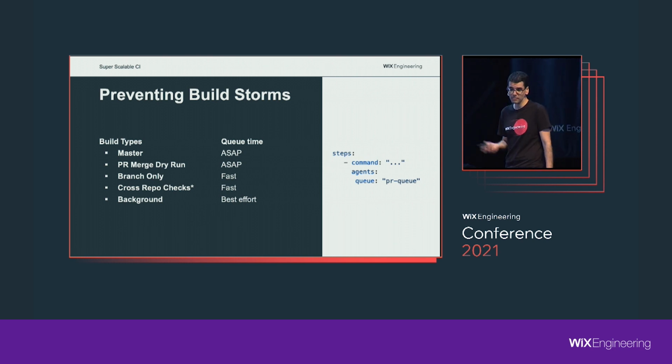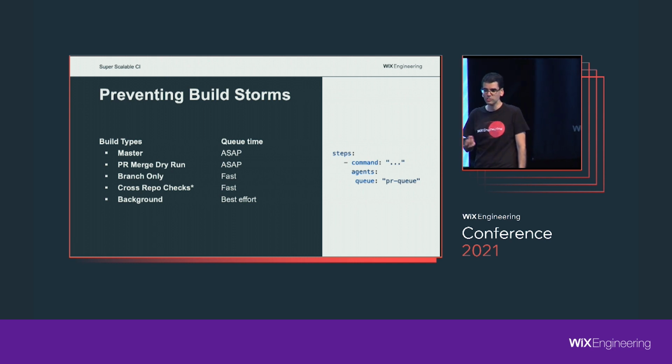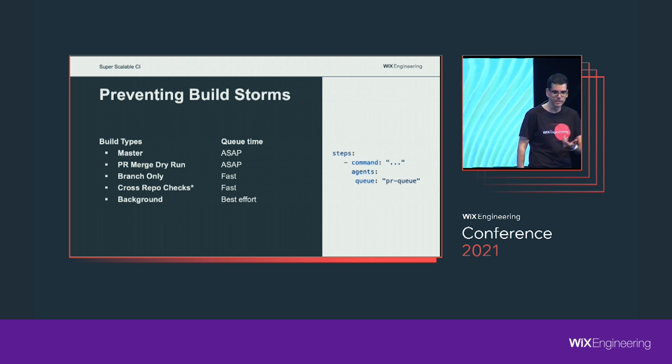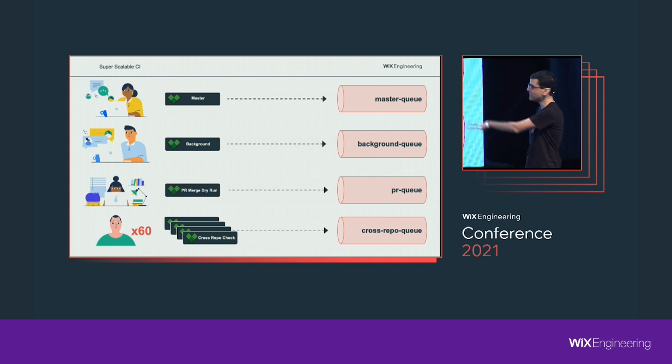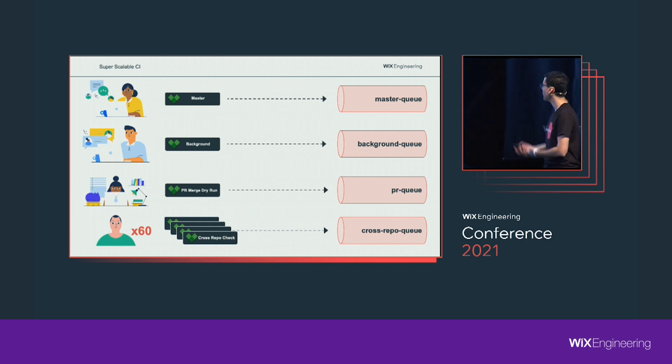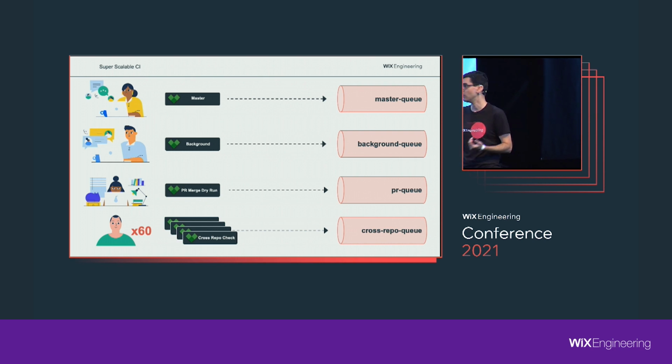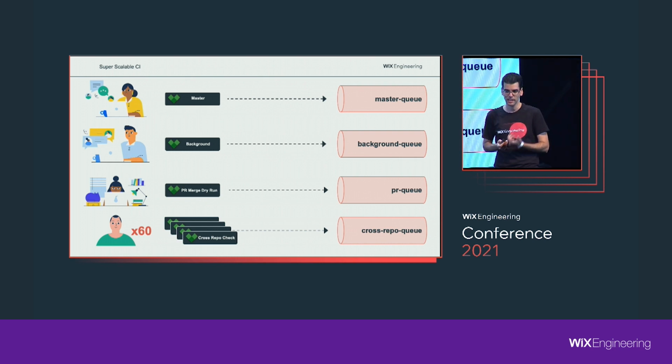And background builds, well, since we don't have a user that is actively refreshing and waiting for his build to complete, we can tolerate a longer queue time. So we have complete isolation between all of the build types. Master builds go to the master queue, background builds go to the background queue, cross-repo checks and so on. So now a massive invocation, for example, of cross-repo checks won't affect the critical flow, master build, pull request builds, at all.